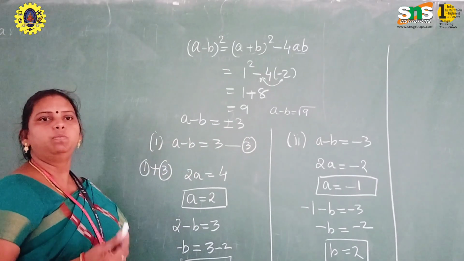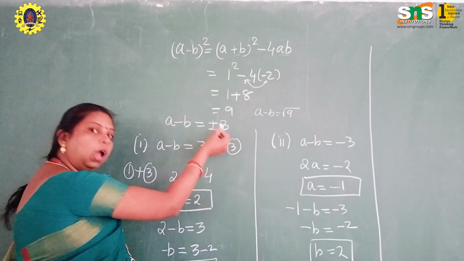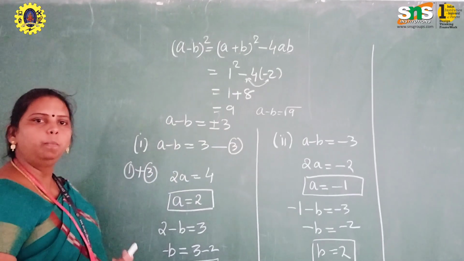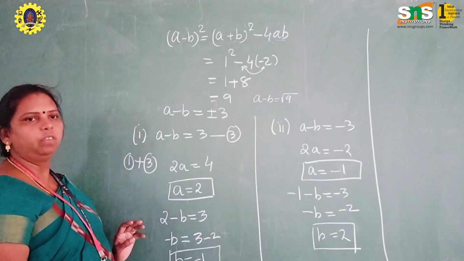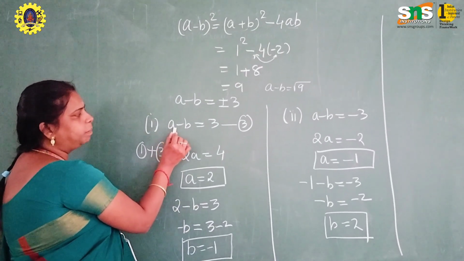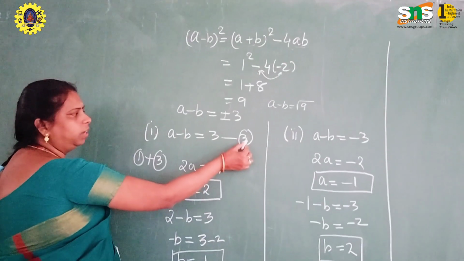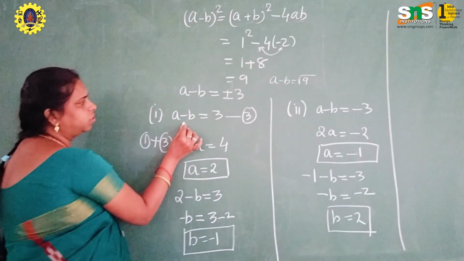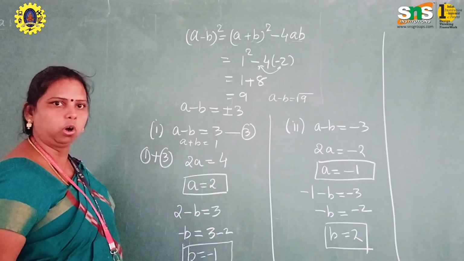So in this case we have two values: A minus B can be equal to 3, or A minus B can be equal to minus 3. Let us take two separate cases and find the values of A and B. Let me take the first case, A minus B equal to 3, and name it equation 3. The first equation is A plus B equal to 1.